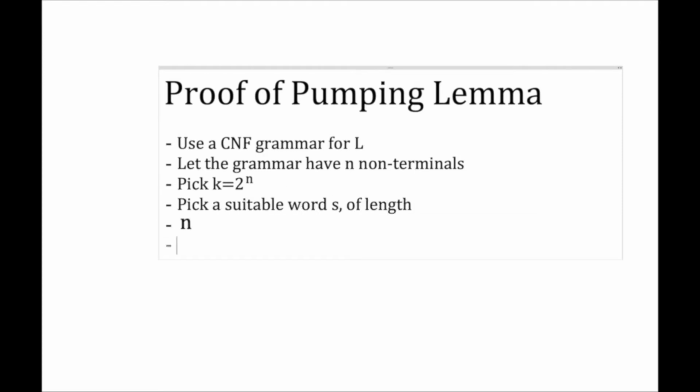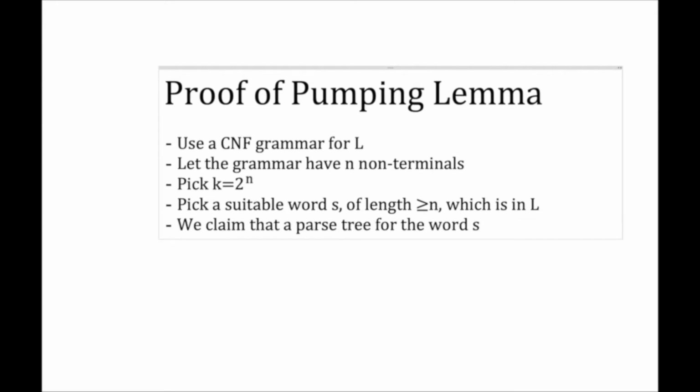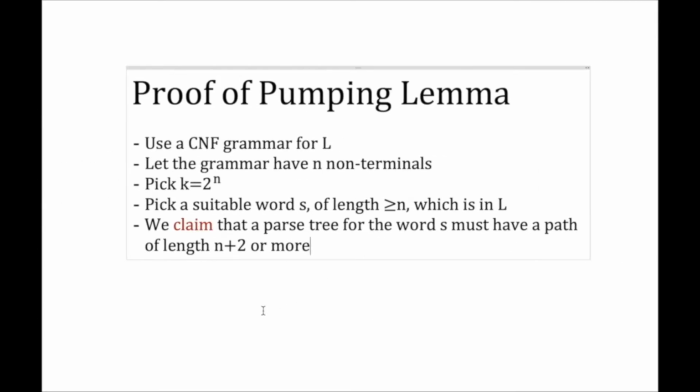Let the word s of length greater than or equal to k be a word that is in the language L. Although I have typed out n over there, that was a typo. It was meant to be k, so the word has to be of length greater than or equal to 2 to the power n. We claim that a parse tree that yields the word s must have a path of length n plus 2 or more from the root to the leaf. We are now going to prove this claim.